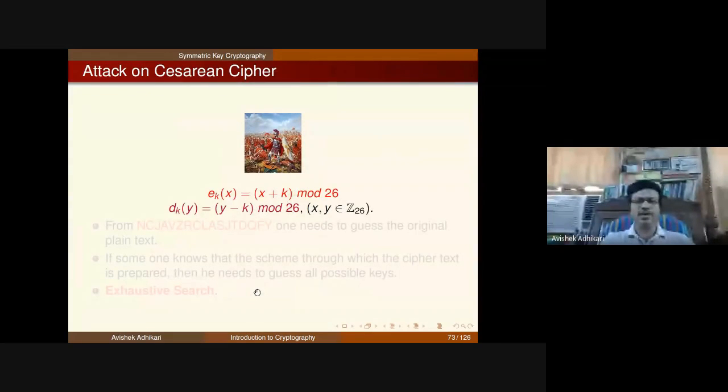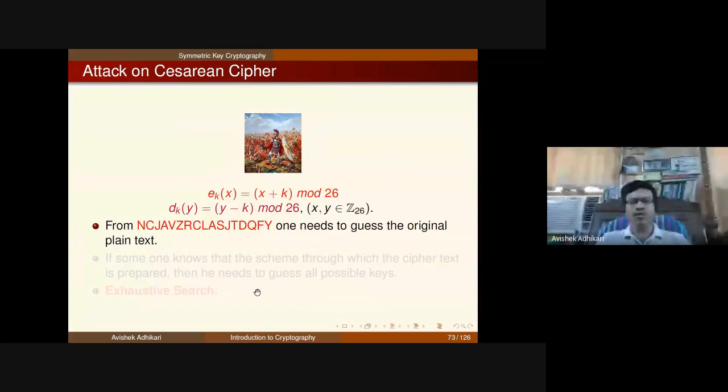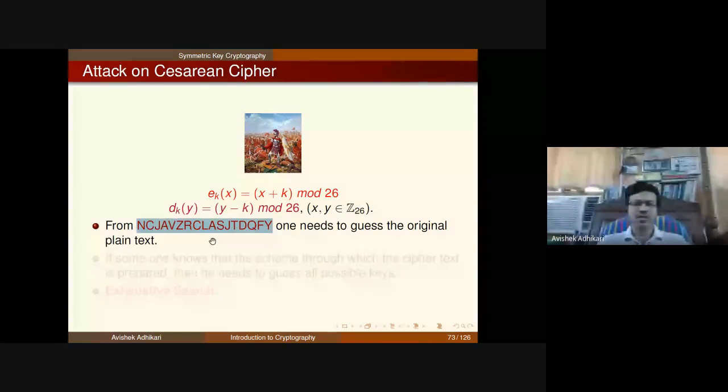Now if I ask you to play the role of an attacker, suppose you have this message with you, and suppose somehow you know that the message actually came from Julius Caesar. Julius Caesar sent you this message, and you know how Julius Caesar made the scheme. So you know all the information. The only thing that you don't have is the value of k.